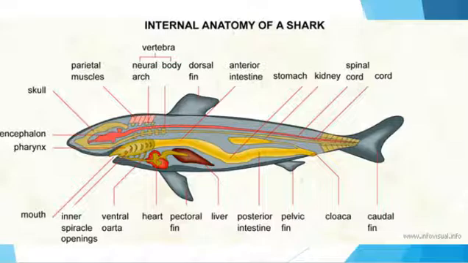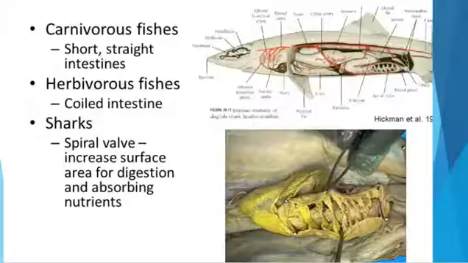Mostly we're going to be taking a look at the liver. We're going to see the reproductive organs of this female. We are going to see what's called the spiral valve in the gut. I believe it asks you about that. Carnivorous fishes have short, straight intestines, and herbivorous fishes have coiled intestines. The spiral valve in the shark, we're going to see this in our dissection. We've got to find that for sure.